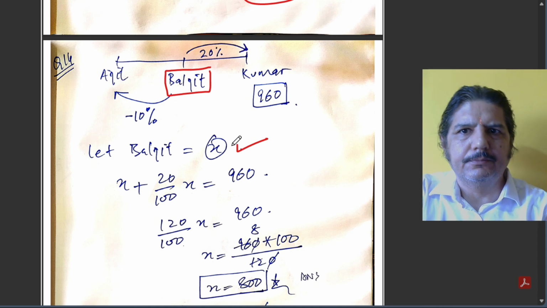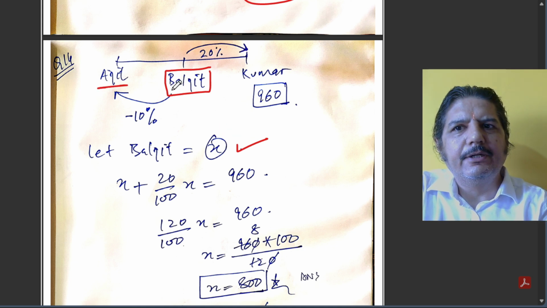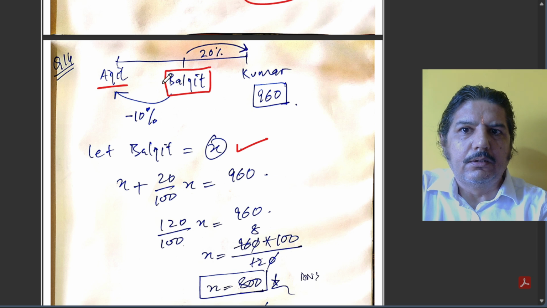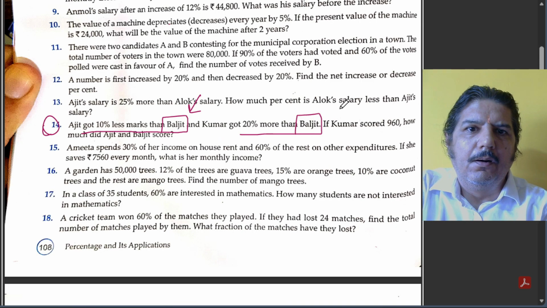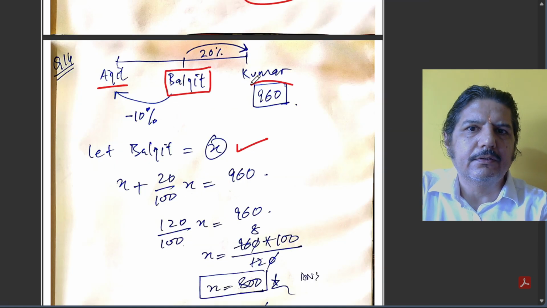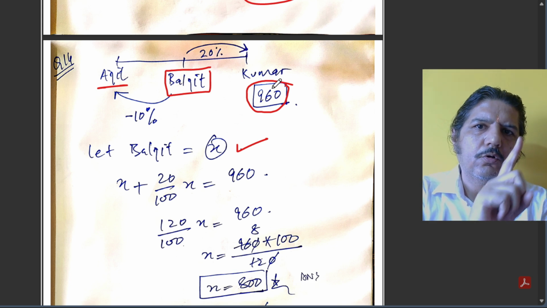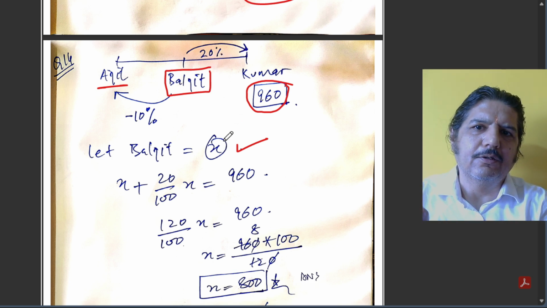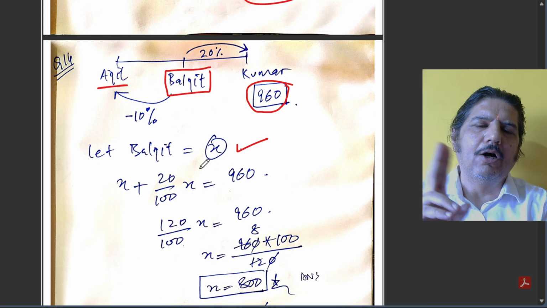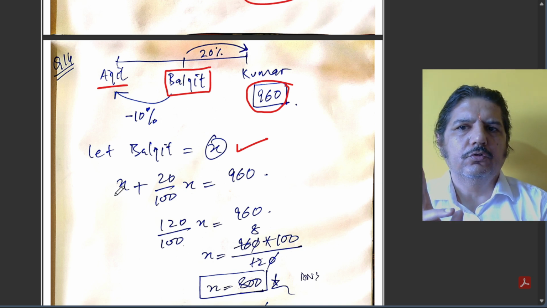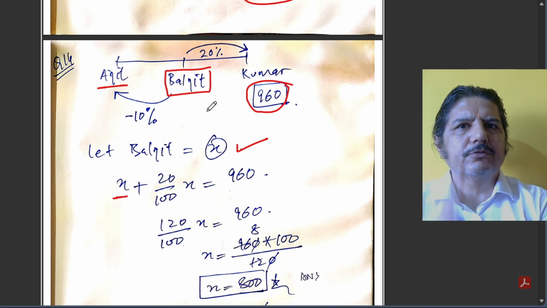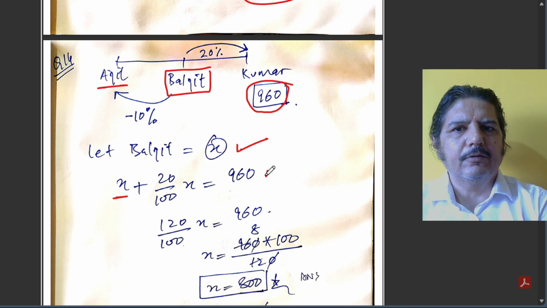So if Baljit is X, then Ajit is 10% less than Baljit. But because we have been given the marks of Kumar, we'll have to start with Kumar. Now Kumar is 20% more than Baljit. If Baljit is X, then how much is Kumar in terms of X? He'll be X plus 20% of X. That will be equal to 960.